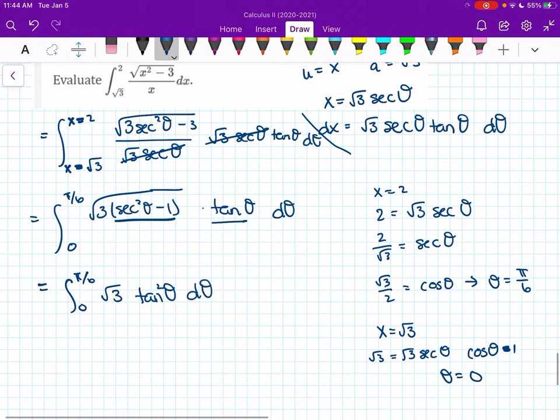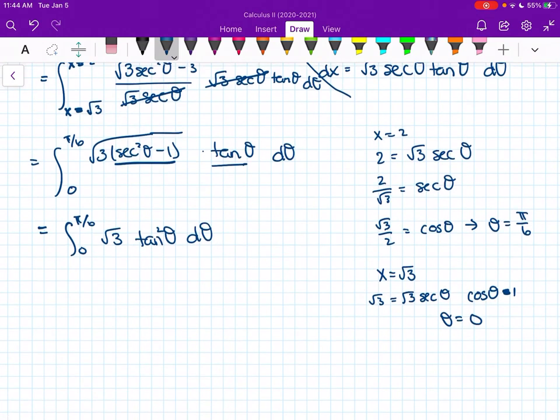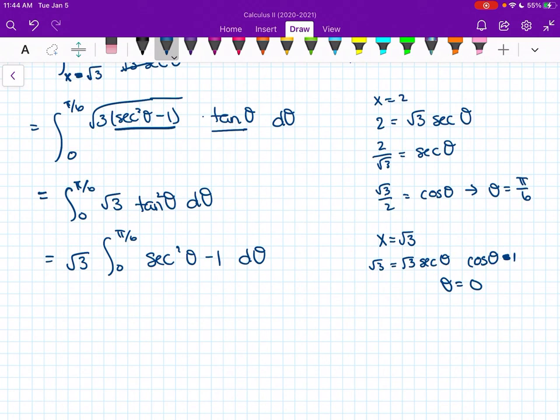I hope I didn't move too fast there. But if you remember, when we have powers of tangent squared, it's actually easier to make those secant squareds. So I'm going to pull out my square root of 3. And I'm actually going to write this as secant squared theta minus 1 instead of tangent squared theta, because the antiderivative of secant squared is tangent. So now I have square root of 3, and then I have tangent of theta minus theta when I go ahead and take the antiderivatives.